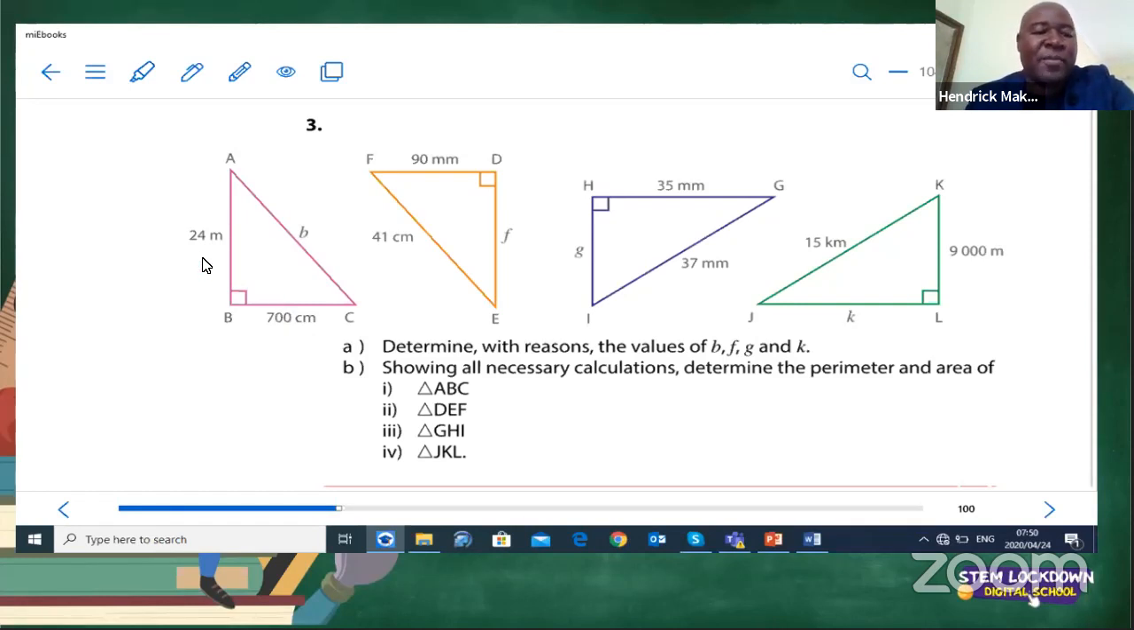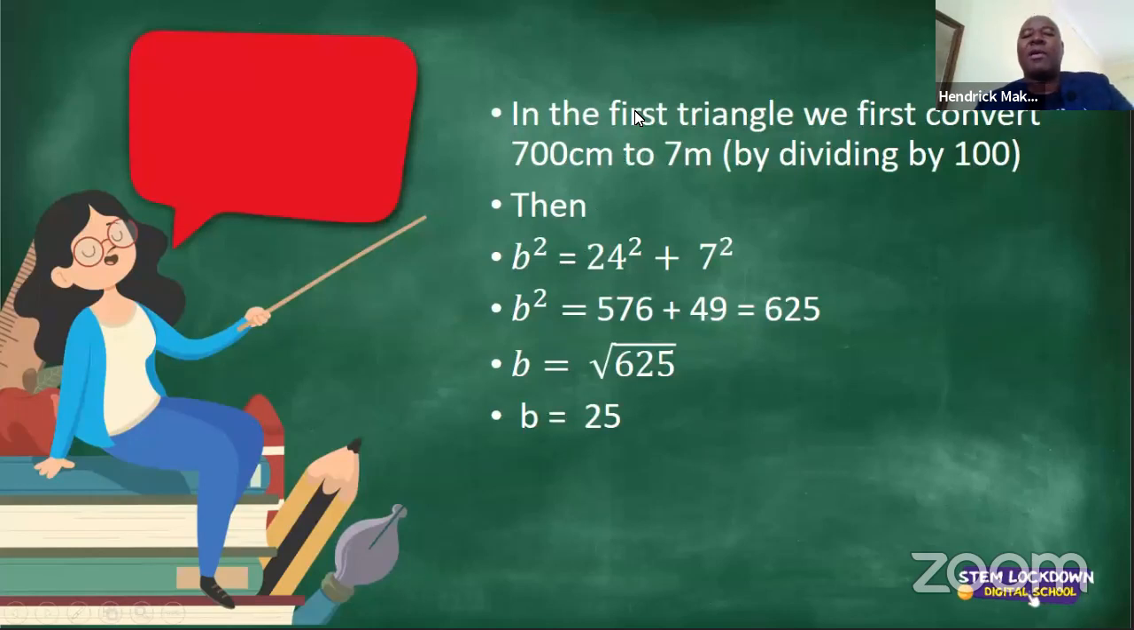And of course, you've got 7 meters there, you've got 24 meters. So to find B, remember that B is the hypotenuse side. So all that you need to do now is calculate B squared is equal to 24 squared plus 7 squared. First things first, we have now converted the 700 centimeters to 7 meters by dividing by 100. And as you can see, B squared will be equal to 24 squared plus 7 squared.